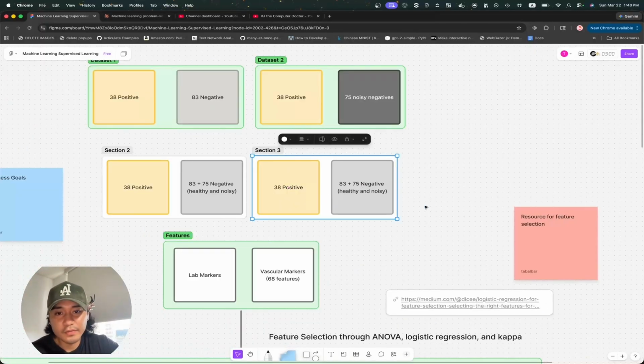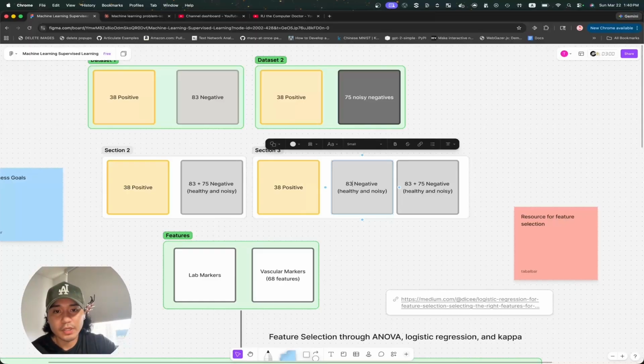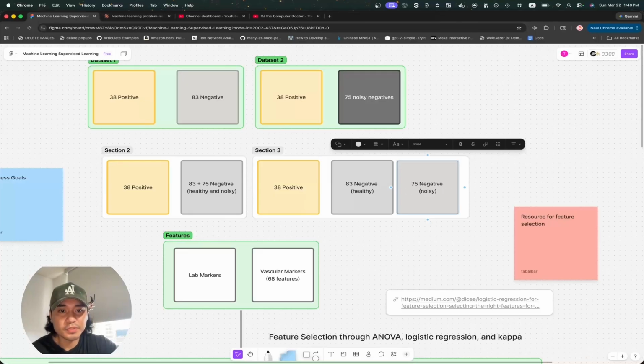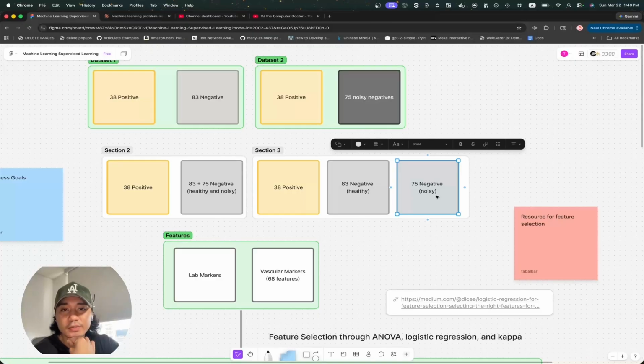So another way of combining these three data sets is that you can actually train your model to pick up on those 83 healthy individuals and then test it on the 75 noisy samples that you included. So this would be together your training and validation set. And then you can keep this as a held out test set, which can help you figure out whether your model is able to generalize to a different population.